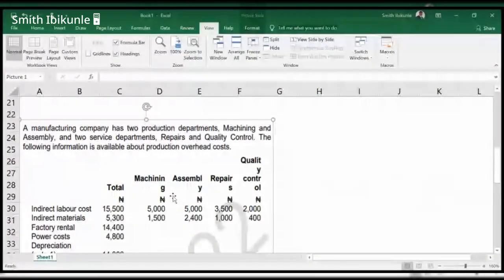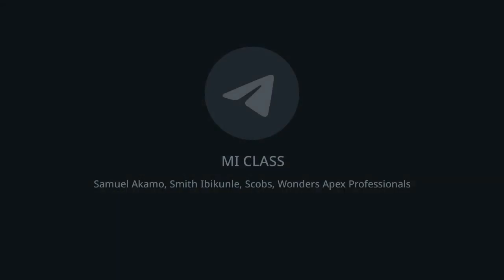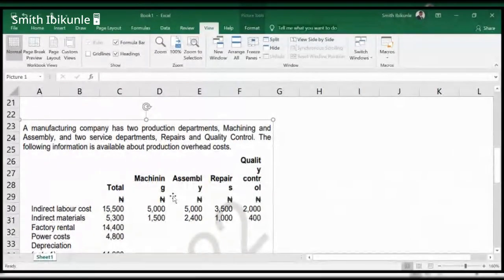Now, a manufacturing company has two production departments, machining and assembly, and two service departments. Now, let me quickly explain what this means. Production departments are the ones who produce the outputs, right? They are purely cost centers. Then service departments do not produce anything. They are only there to service the production department. For example, repairs: their work is, if any engine goes bad in the factory, they go there and repair it.